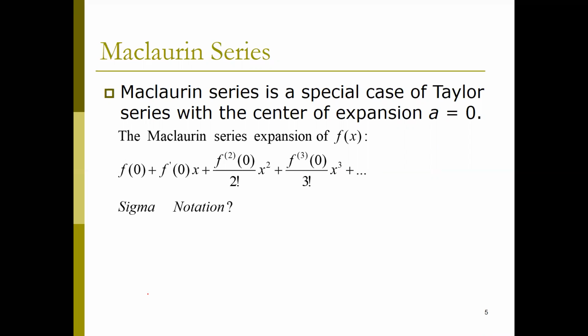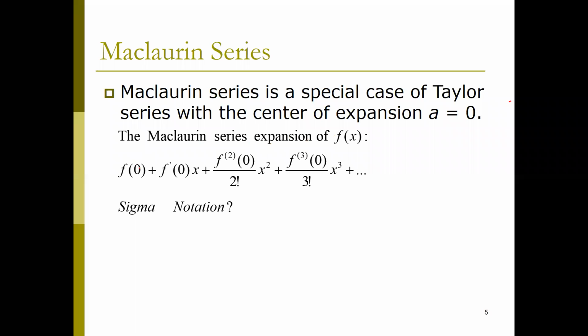Before going to the example, I am going to describe the Maclaurin series. So what is the difference between the Taylor series and the Maclaurin series? There is very little difference between these two. Only a is 0. In the Maclaurin series, a is 0. If a is 0, then the Taylor series is called a Maclaurin series.